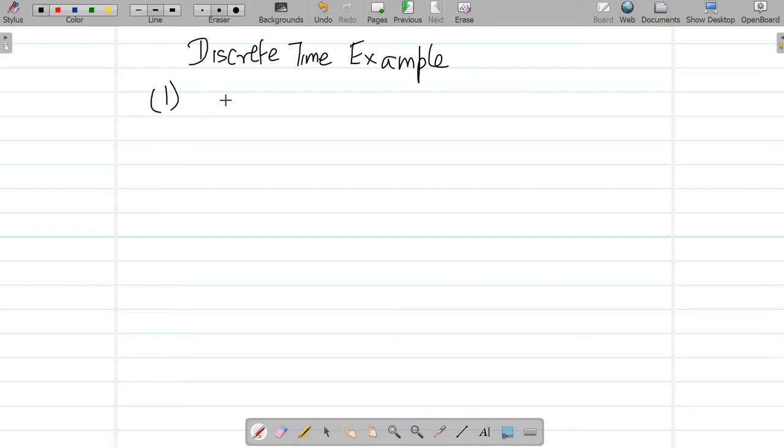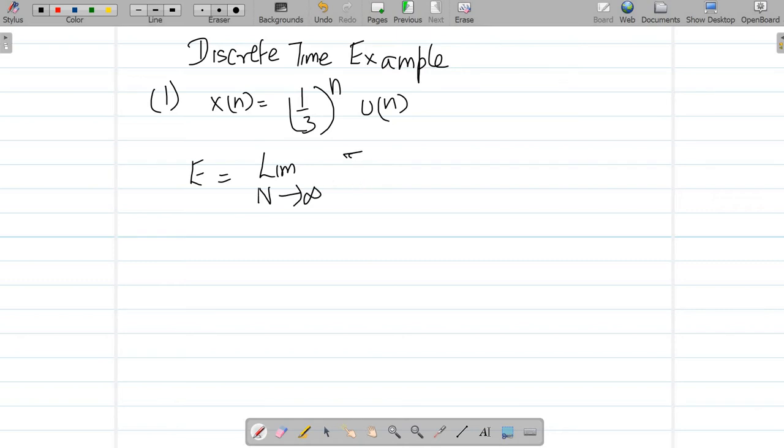So we have x of n is equal to (1/3)^n u[n]. Now we want to check first whether it is an energy signal. So it is limit N tending to infinity, sum over n equal to negative N to positive N, x of n, take the magnitude and square it up. So this signal starts from n equal to 0 because you are having a u[n].